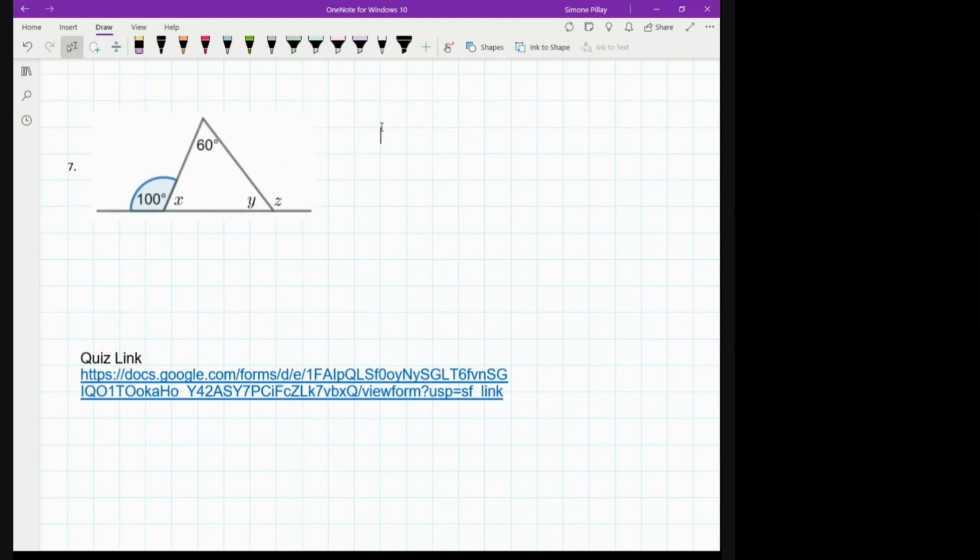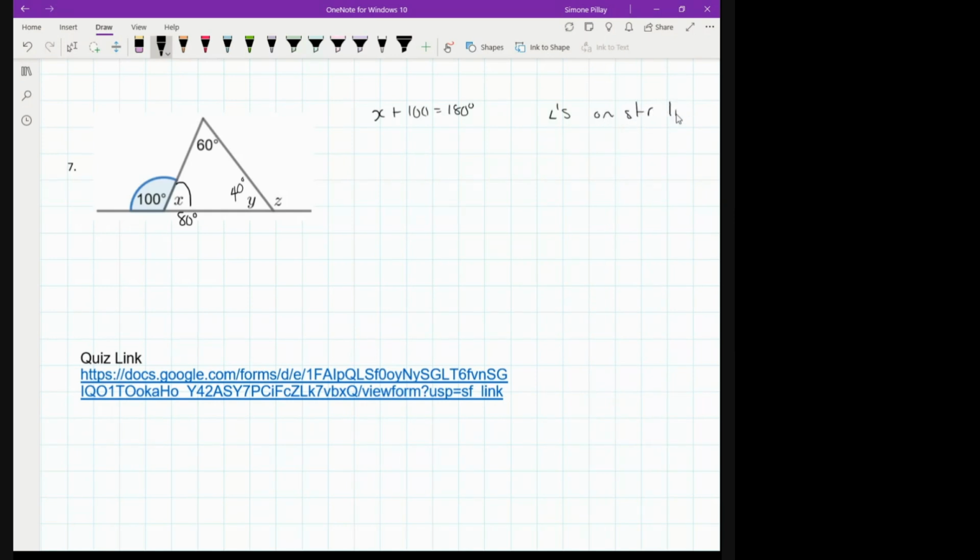Okay, do this one quickly. There are three letters, answer one. X is equal to 80, y is equal to 40, because 80 plus 60 plus y is equal to 180. Then angles on a straight line, z is equal to 140.